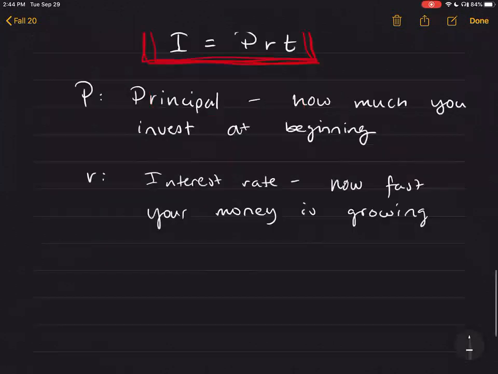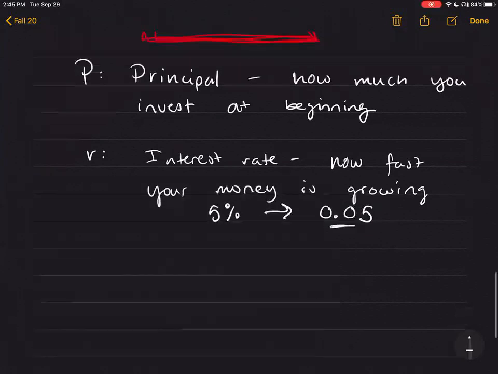Now be careful, something like 5%, when you're putting it into the equation, you're going to want to write it in this form. Okay, so don't put 5 in. Write it like this. T is time in years, because we're really only going to be looking at interest compounded annually since the beginning.